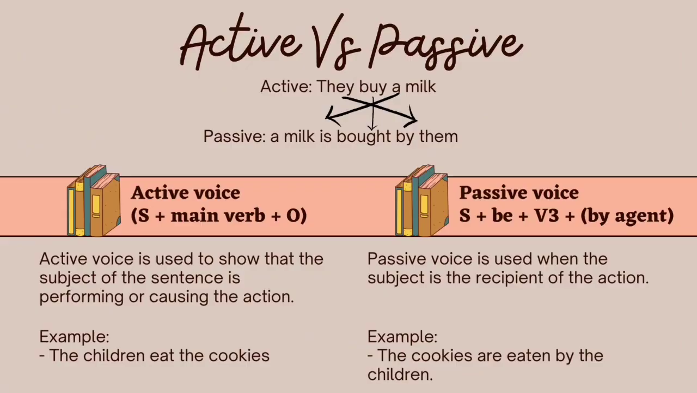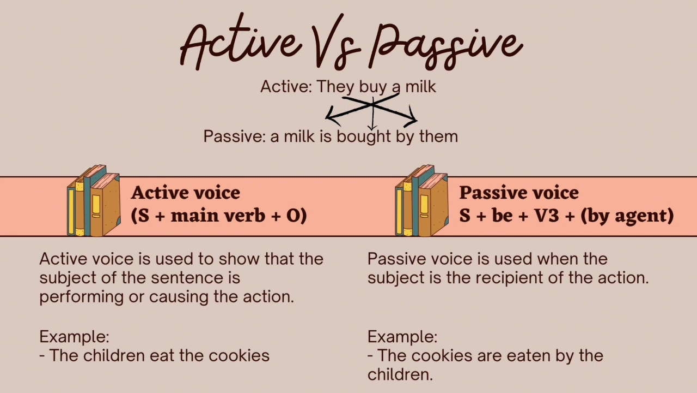So what is active voice? Active voice is used to show that the subject of the sentence is performing or causing the action. And the form of active voice: subject plus main verb plus object. And the example is, the children eat the cookies.